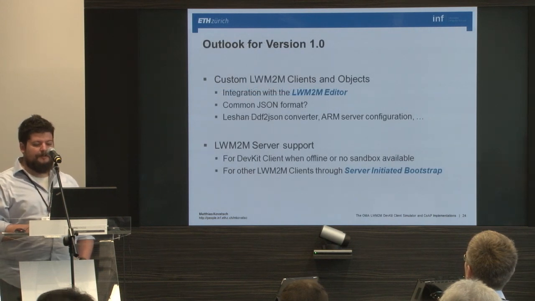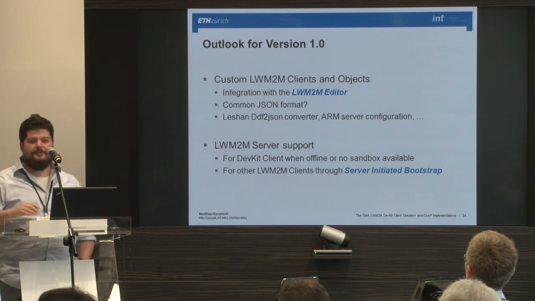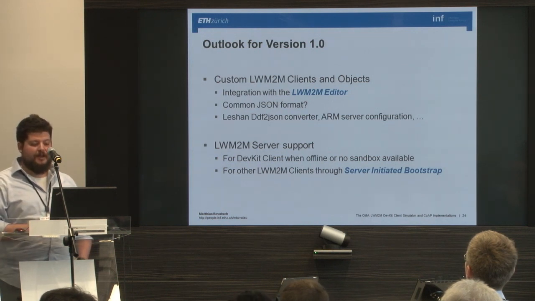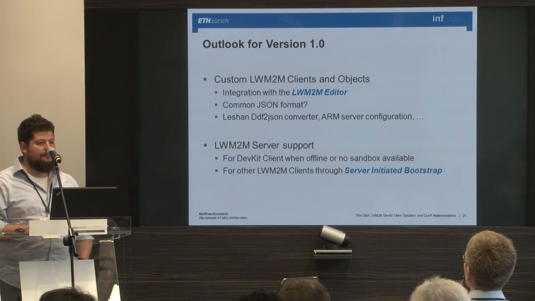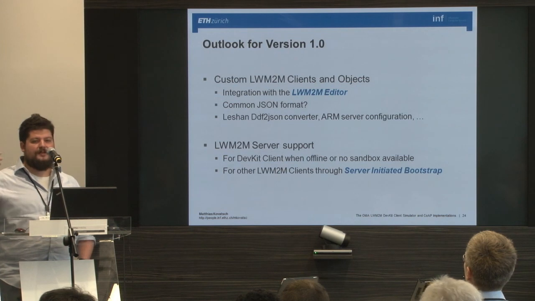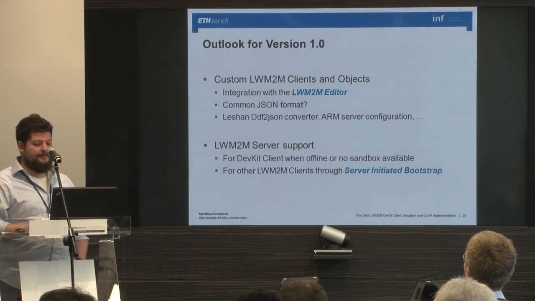So what's the outlook for the 1.0 release? One is the custom lightweight M2M clients and objects, so that in your company, for instance, you want to prototype new devices, you want to decide which kind of objects you will need. That should be there, and also defining your own objects that are not registered yet, so you can play around with that. That should be integrated. For that, I want to talk to the author of the object editor to find a nice way to link this directly together. So there will be some tool to create your own objects and export them somehow, and to make it easy to feed this directly into this DevKit.